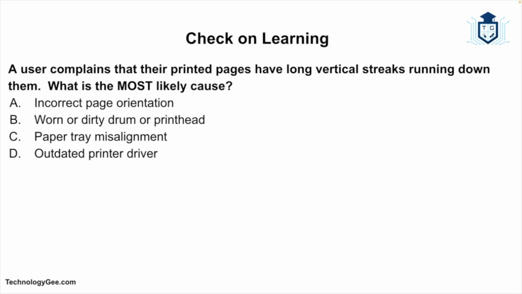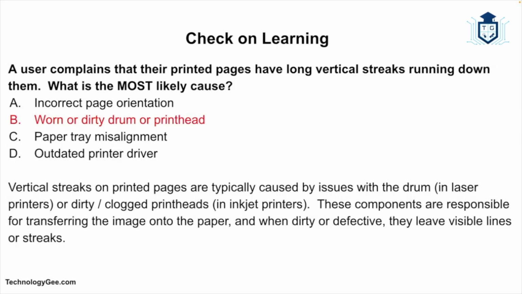So a user complains that their printed pages have long vertical streaks running down them. What is the most likely cause? Is this due to incorrect page orientation, worn or dirty drums or print heads, paper tray misalignments, or outdated print drivers? And the correct answer is worn or dirty drum or print heads.